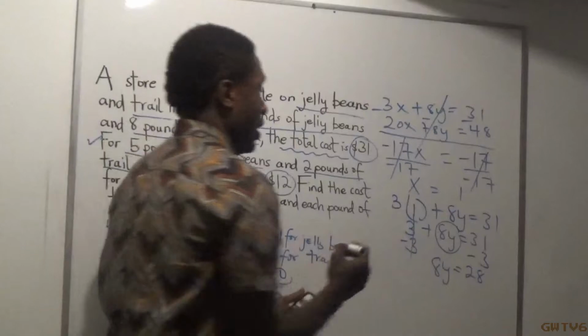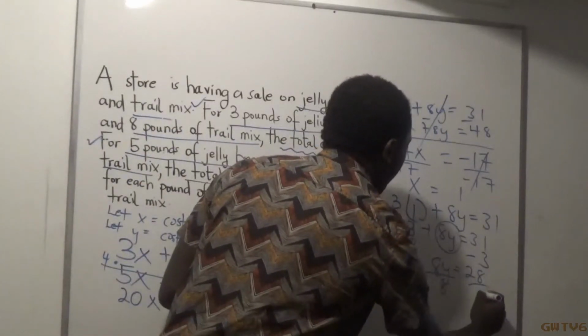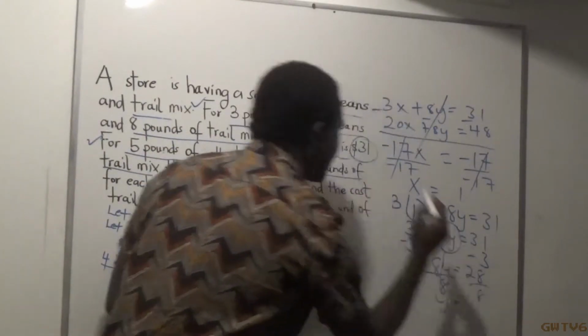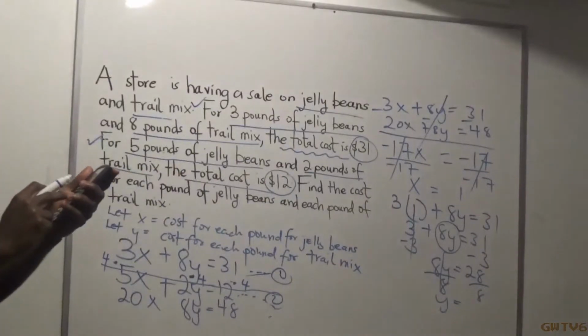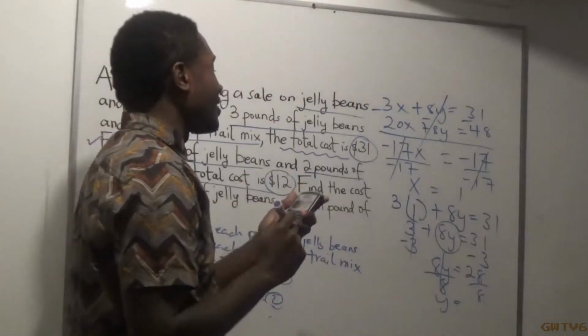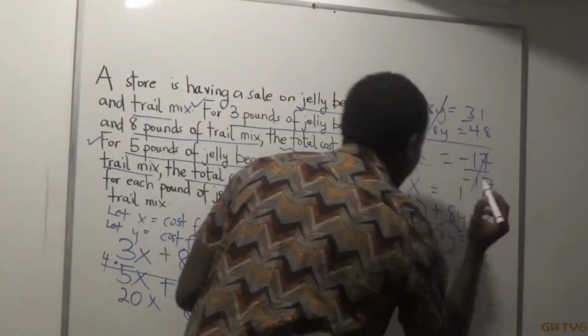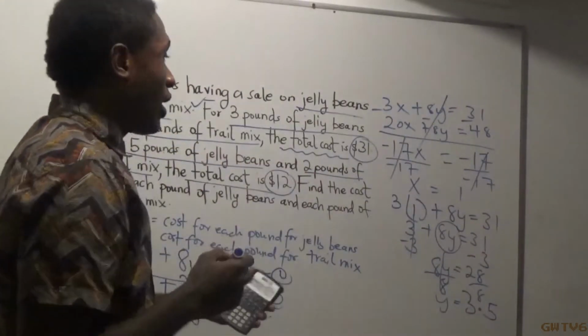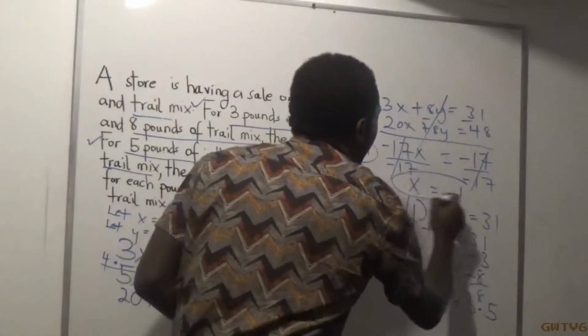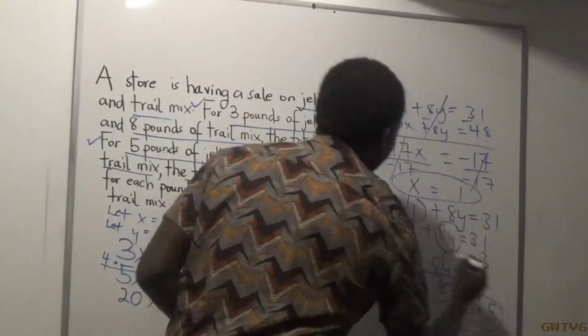And then I'm solving for y. So I just divide both sides by 8. And y is 28 divided by 8 is 3.5. So I got 3.5 for y. So my x is 1 and my y is 3.5.